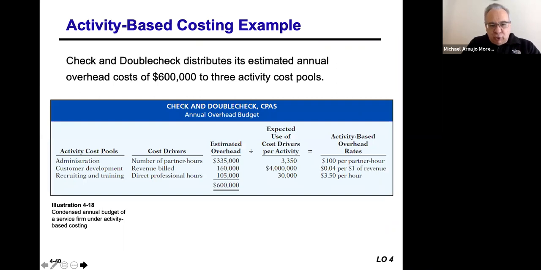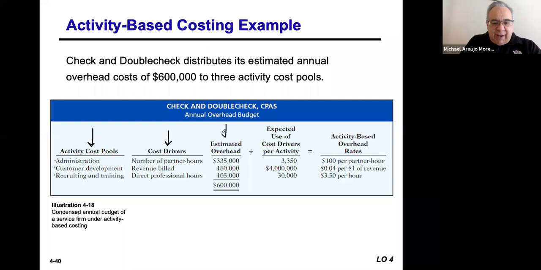What if they actually used activity-based costing? Well, first they identify the activities that are involved. So they have 3 activities: the administration of the business, customer development, and recruiting and training. They've identified the main cost driver in each. The main cost driver in administration is the number of partner hours. The main cost driver in customer development is the revenue billed. And the main cost driver of recruitment and training is direct professional hours.